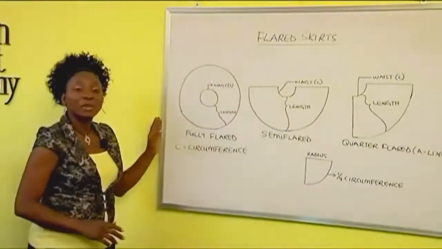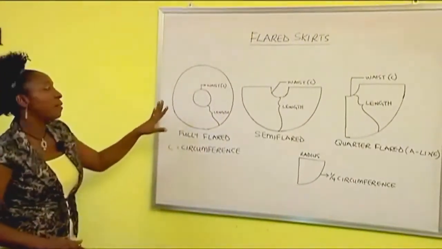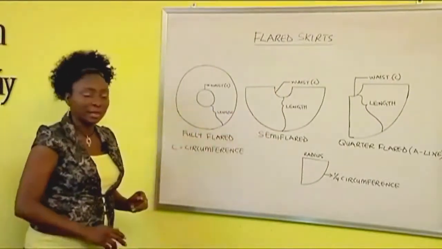Skirts are cut in circles, semicircles, or quarter circles. Let's go to the board and see how it looks. Let's take a look at the board. We can see that we have 3 different kinds of flared skirts.